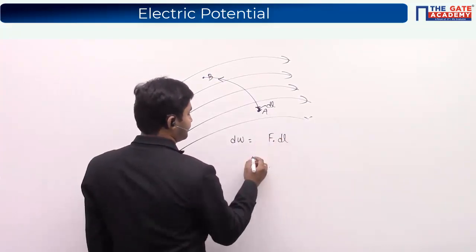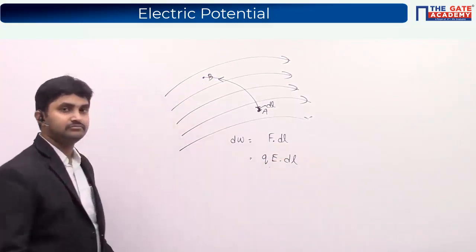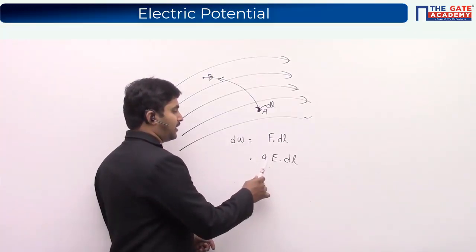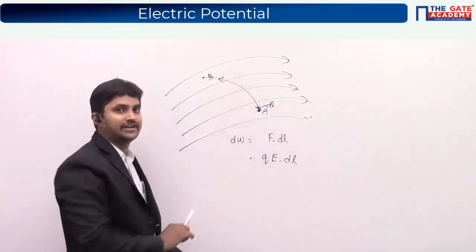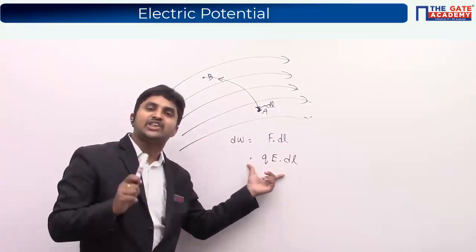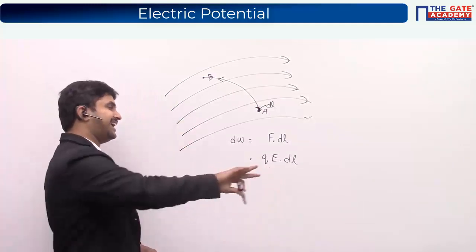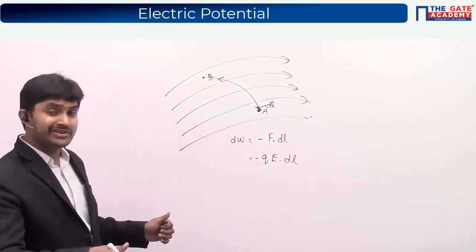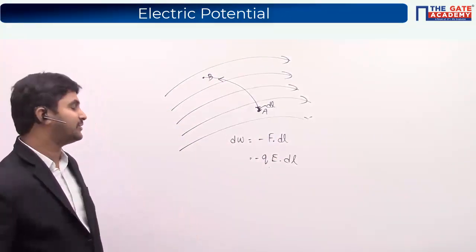Now what is this F? F is nothing but Q multiplied by E, so Q E dot dl. Now there is a catch here: the work done is not by the electric field, the work done is against the electric field. This formula might indicate that the work is done by the electric field, but actually the charged particle is doing the work against the field. So to indicate that, we will be keeping an extra minus sign, which gives us an indication that whatever work is done is against the field. It is not in the direction of the field.